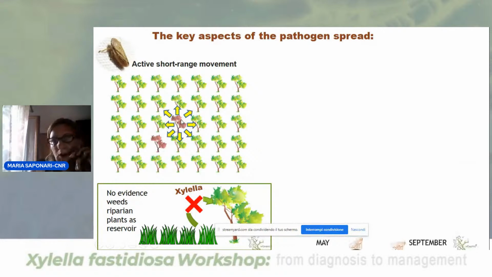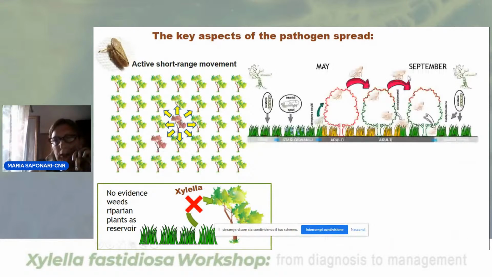And just briefly, this is the life cycle of the insects correlated to the spread of Xylella fastidiosa. Spittlebugs generally have in spring a juvenile stage on grasses. They are quite vulnerable in this stage.